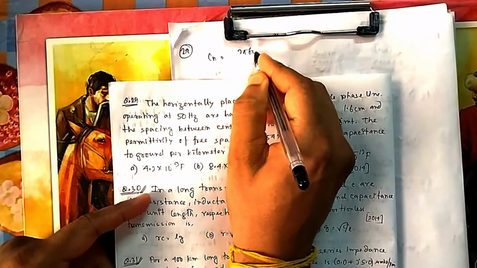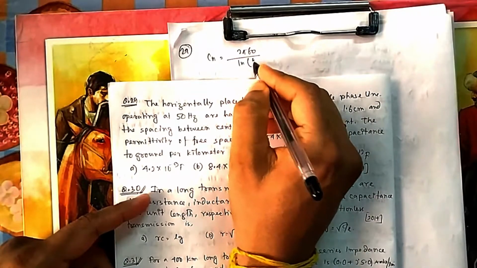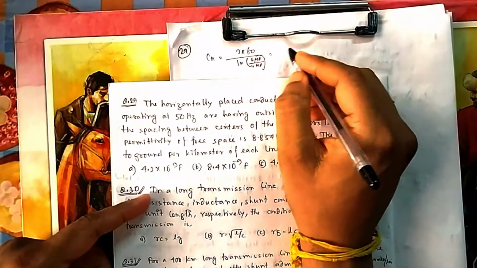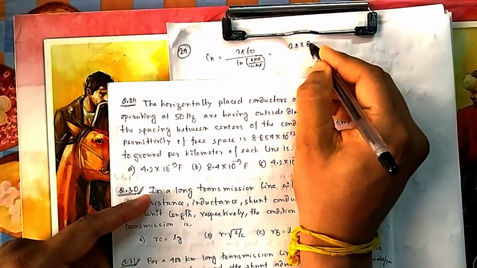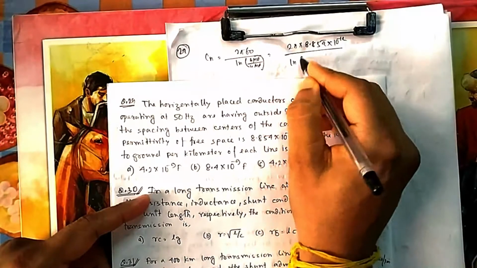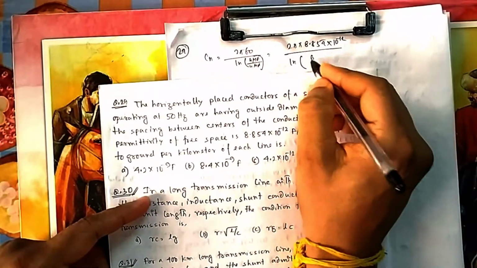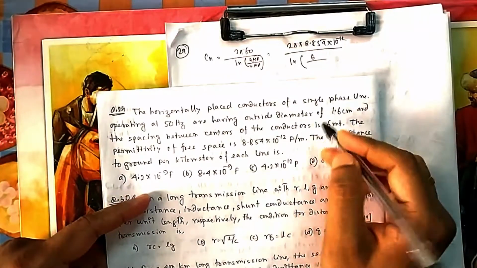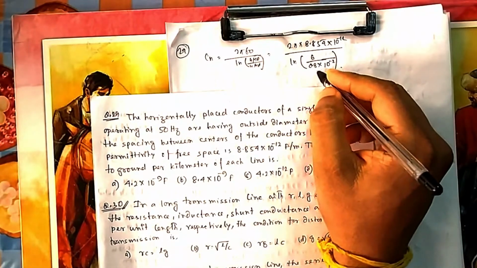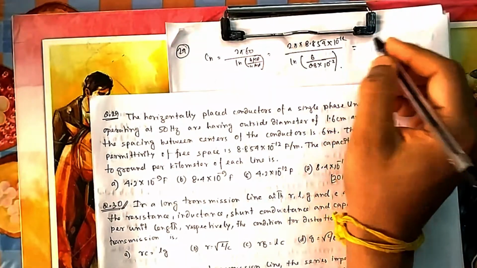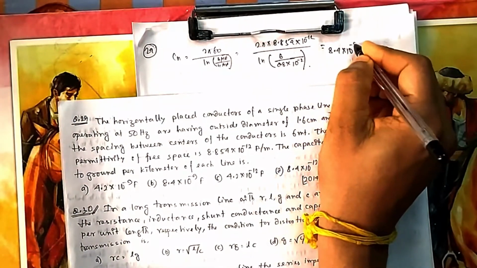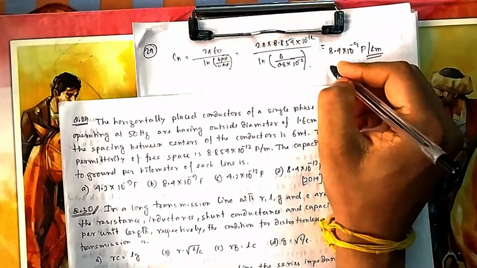C_n was 2 pi epsilon 0 divided by ln of GMD by GMR, or distance by r, whatever, because it is a single wire, so no GMD or GMR will come. So 2 pi into epsilon 0, which is 8.854 into 10 to the power minus 12, divided by ln. What is GMD? The distance between them is 6 meters. What is GMR? That is the radius. The diameter is 1.6, so the radius will be 0.8, because it is in centimeters. If you calculate this, you will get 8.4 into 10 to the power minus 9 farad per kilometer. So that is your option B.